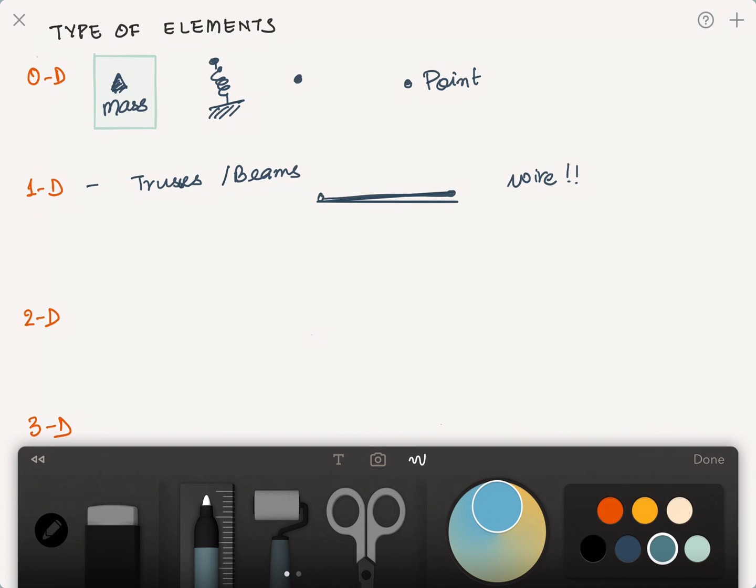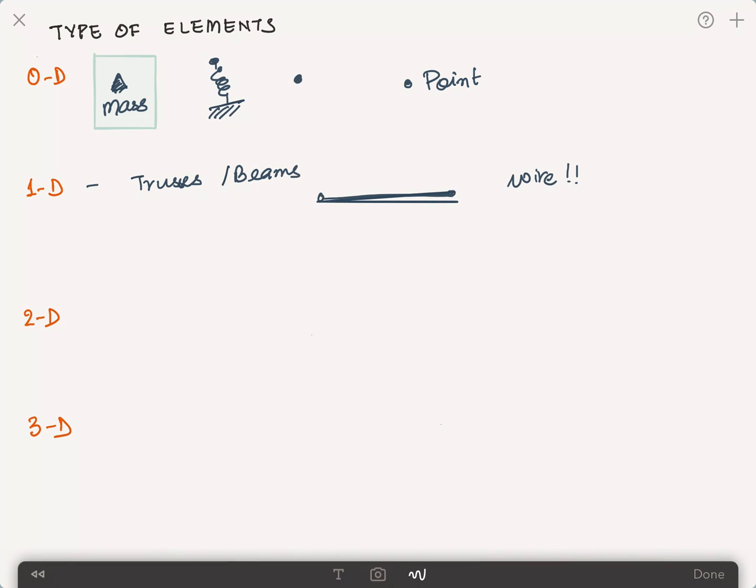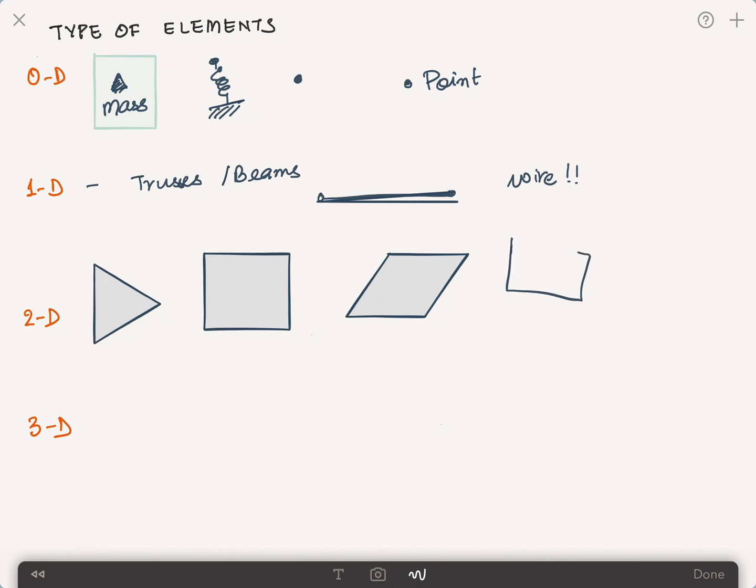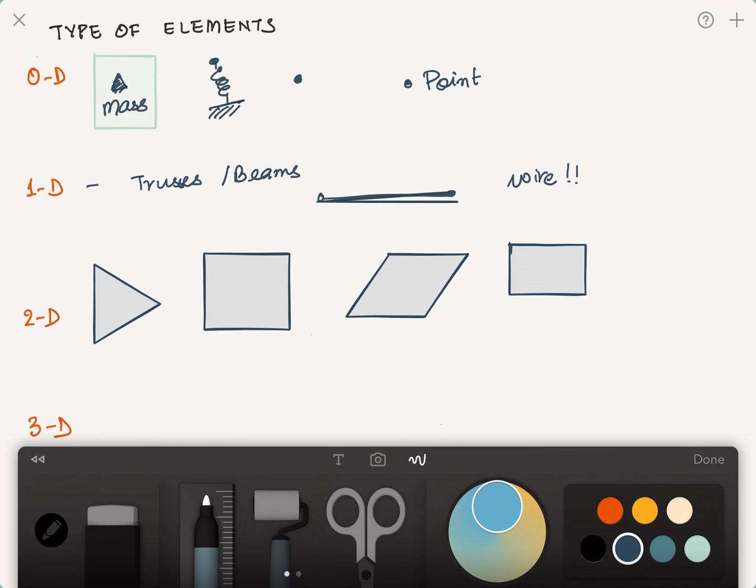Further, you also have two-dimensional elements. Two-dimensional elements can be represented as thin sheets. These sheets can be triangular, they can be rectangular, they can be parallelograms, they can be rhombuses, any shape which basically represents a two-dimensional state. So the difference in the way they are set up is that they have to be in the 2D plane. So they are planar elements.